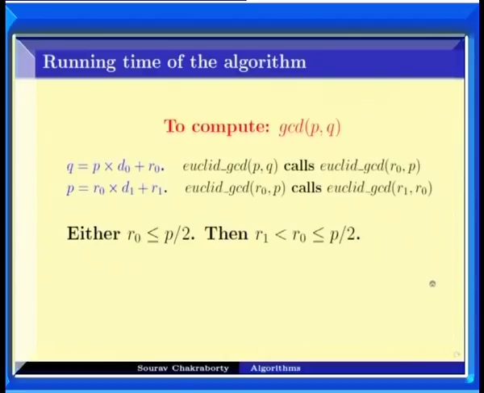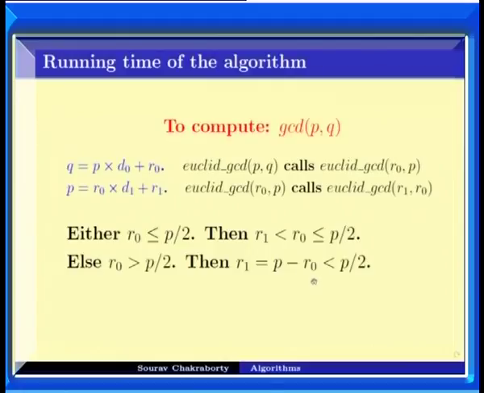If not, that means R0 is not less than or equal to P by 2, then what happens? R0 is strictly more than P by 2. Look at the second line here. P must equal R0 times some integer plus R1. Now R0 is more than P by 2, so can D1 be 2 or higher? No, because if I put D1 equal to 2, 2 times R0 is already greater than P, so this will become a negative integer, which is not good for us. So you must have P equal to R0 times 1 plus R1.